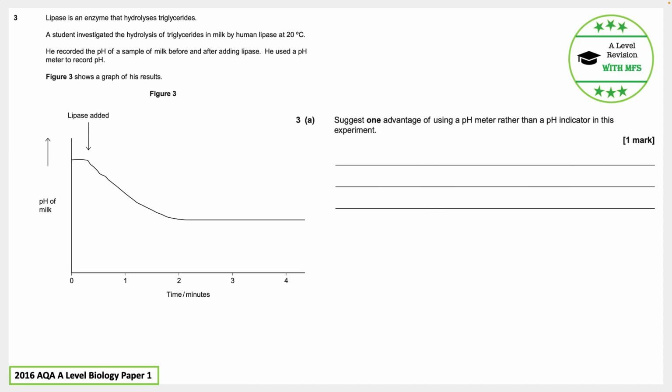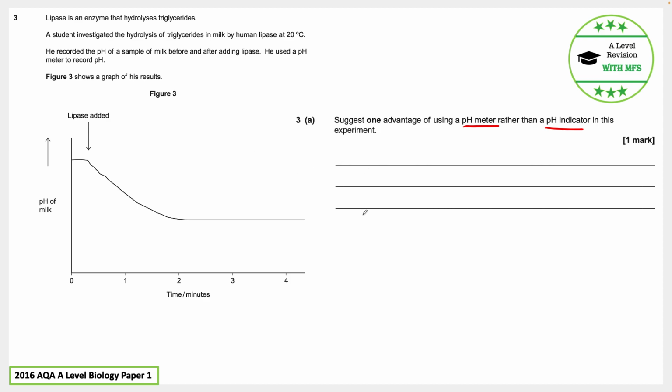Now this is not explicitly covered on the spec, however it does come up in exam questions quite a lot. Okay, and whenever it's asking for the advantage, you need to look at the accuracy. A pH meter will give you a more quantitative result. Okay, and a pH indicator will give you a color. Now the key thing with this is that a pH meter will give you greater accuracy, because if we used a pH indicator, that will give us a color, and color can be read by different people in different ways. So we would say that color change is subjective.